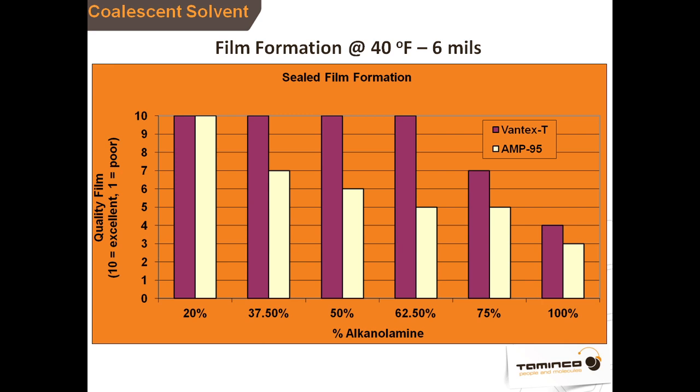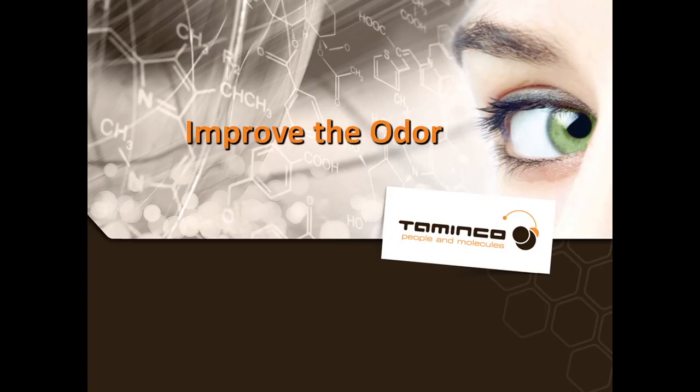So now one way you might use this would be if your alkanolamine is low odor and zero VOC, which is the case for Vantex T. The only reason you would replace a coalescing solvent, which is generally a little bit less expensive than an alkanolamine, would be if you could obtain other benefits. And in this case, you can obtain a lower odor, lower VOC formulation via this substitution.